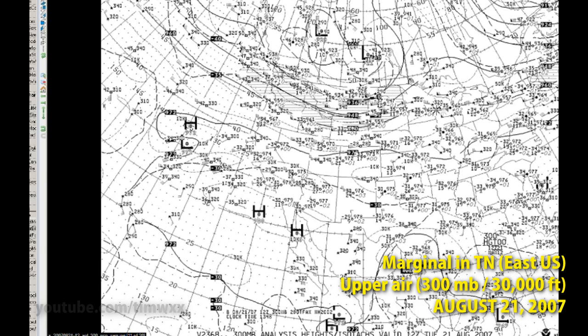2007, a very good year. You can see very light flow. Looks like a fairly good fetch of light westerly flow across that area.